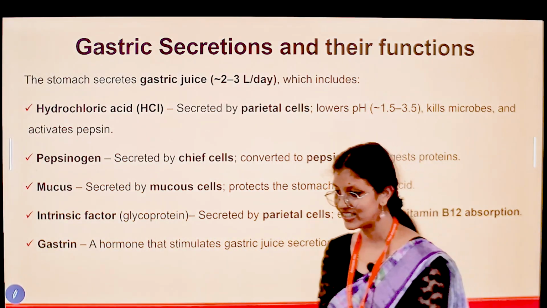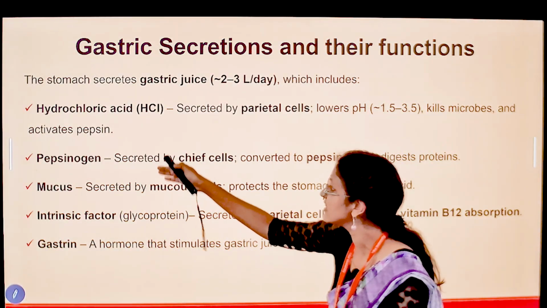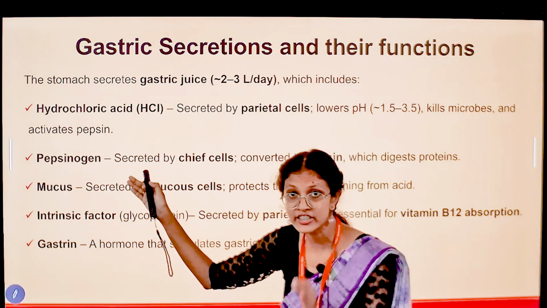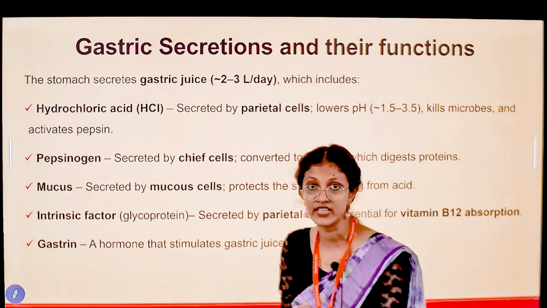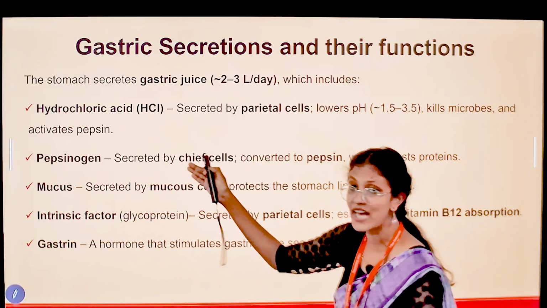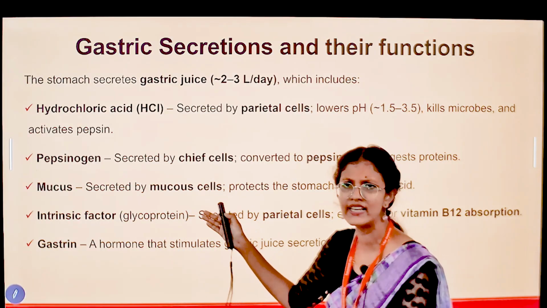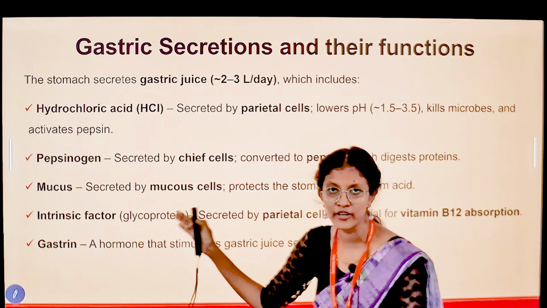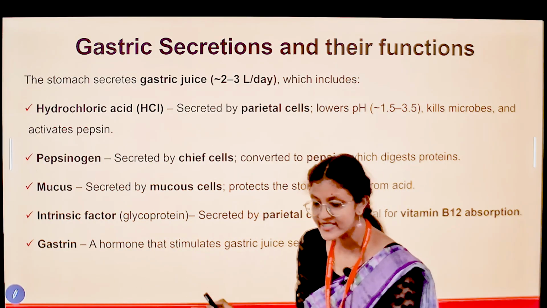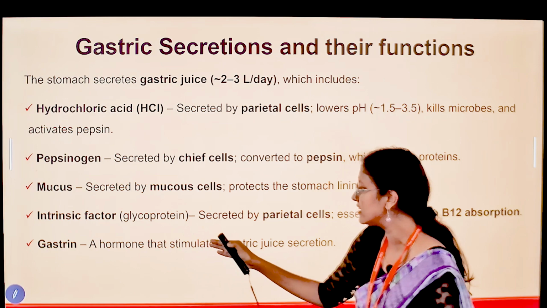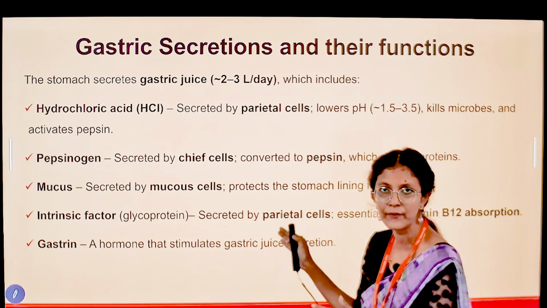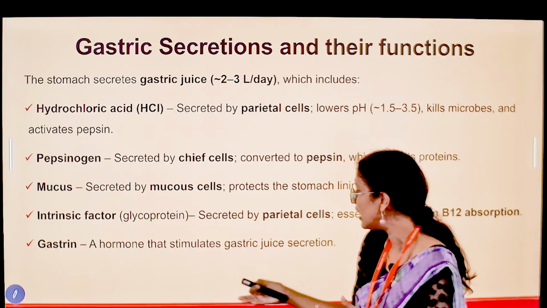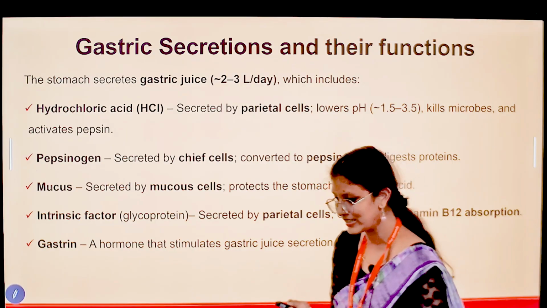And what are the gastric secretions? In gastric secretion, you can see the hydrochloric acid, which is very essential for the activation of pepsin and protein digestion. The pepsinogen is the inactive enzyme, and it is secreted by chief cells. Mucus is secreted by mucous cells and goblet cells, and intrinsic factor is secreted from the parietal cells. Gastrin helps in the stimulation of gastric acid secretion.